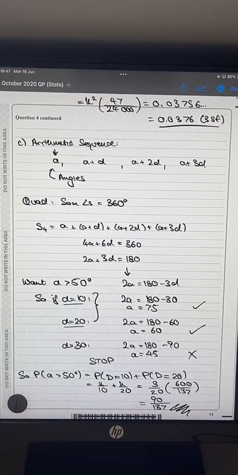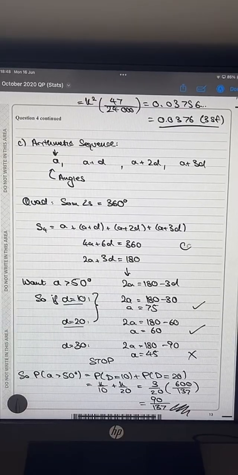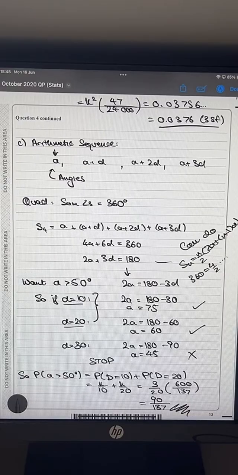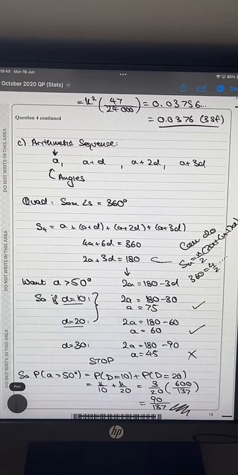You can do the sum of arithmetic. So I'm just going to put here, you can do the sum of n equals n over 2 times 2a plus n minus 1 d. You can substitute in. So it'll be like 360 equals 4 over 2 and so on. But then eventually you will get to this stage over here.